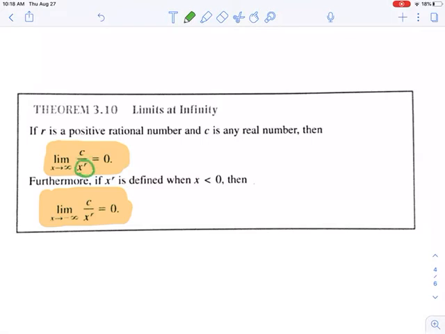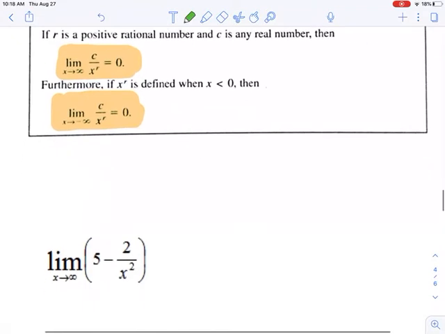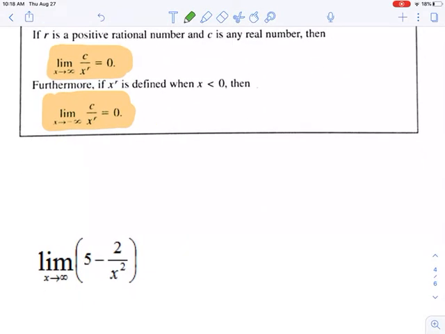Okay. So basically what's happening is we have a constant in our numerator. Our denominator is a polynomial. Well, that's going to get bigger and bigger. And so our fraction is going to get smaller and smaller until we approach 0. So here's an example.